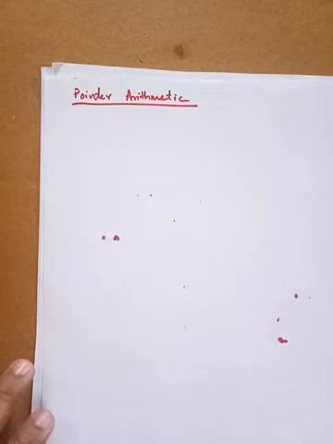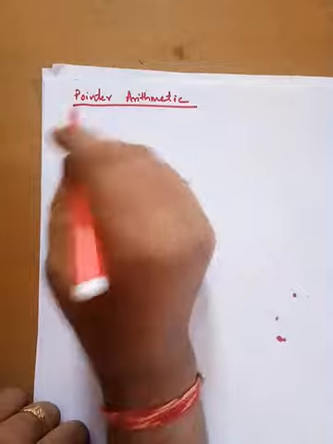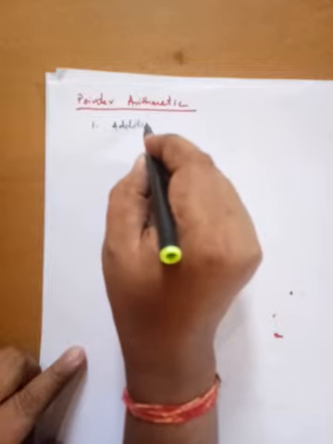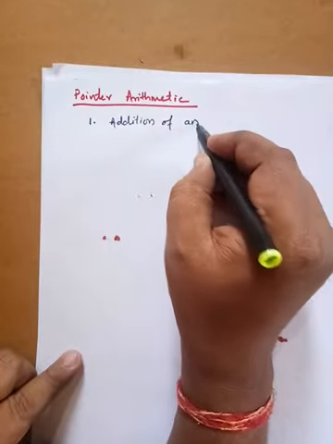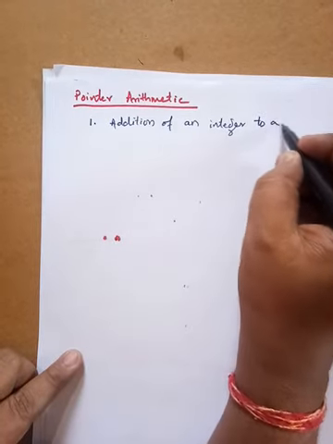In pointer arithmetic, not all types of arithmetic operations are possible. You must remember that not all types of arithmetic operations are possible with pointers. The valid operations that can be performed in pointer arithmetic are: the first one is addition of an integer to a pointer.